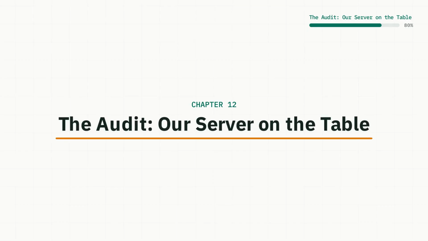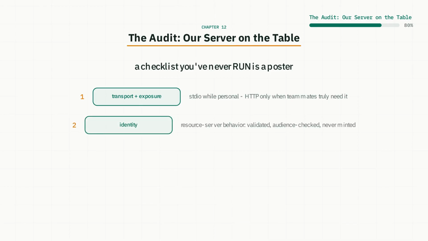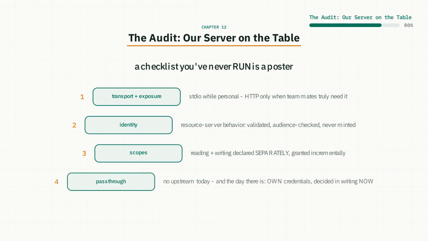Chapter 12, the audit applied to the exact notes server from Part 2, line by line, because a checklist you've never run is a poster. Item 1, transport and exposure. Local STDIO while personal, streamable HTTP only when teammates truly need it, and never both by accident. Item 2, identity. Remote means resource server behavior, tokens validated, audience checked, issued by the identity provider, never by us. Item 3, scopes. Reading notes and writing notes declared as separate capabilities, granted incrementally. Item 4, passthrough. Our server calls no upstream APIs today, and the day it does, it gets its own credentials, decided now in writing, before the temptation exists.